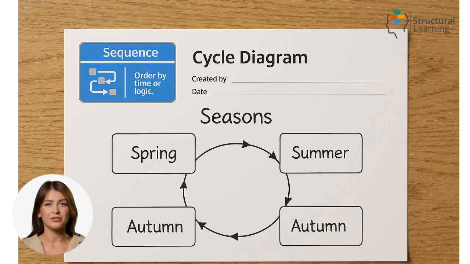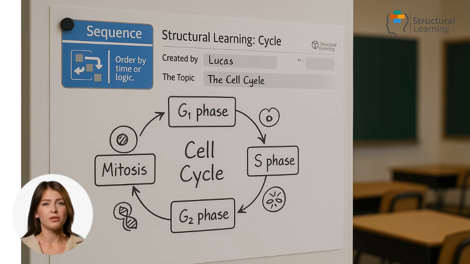Use it when learners need to grasp the ongoing nature of a process, such as the seasons, the water cycle, life cycles in biology, or repeating patterns in narratives or history.